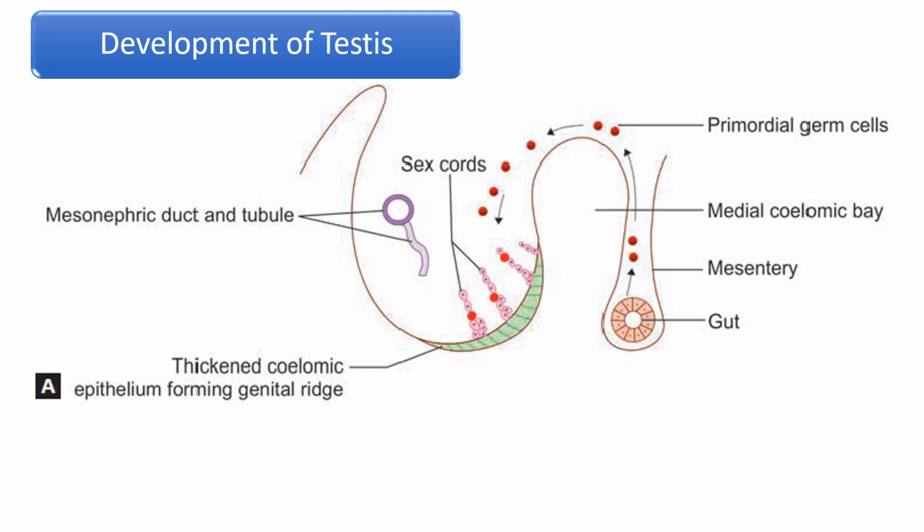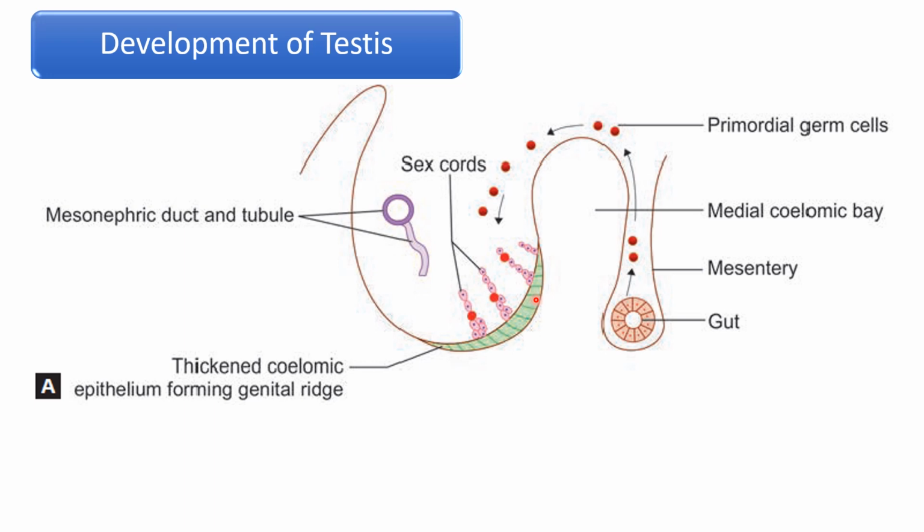Now we will be seeing the development of the testis. Each testis develops from the coelomic epithelium that covers the medial side of the mesonephros of the corresponding side. So we can see this is the midline. We can see the gut tube. This is the dorsal mesentery. So this is the coelomic epithelium that is covering the urogenital ridge, and this is the medial aspect of the urogenital ridge. So the testis will be developing from this area.